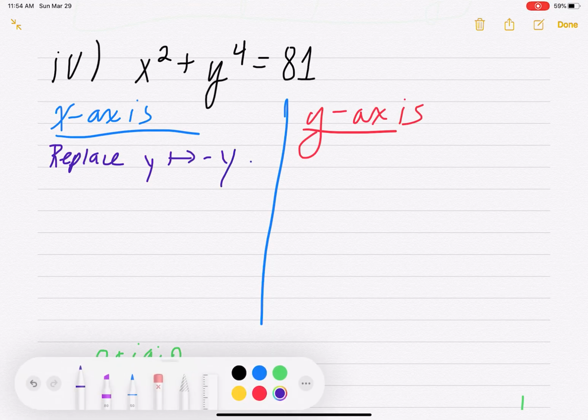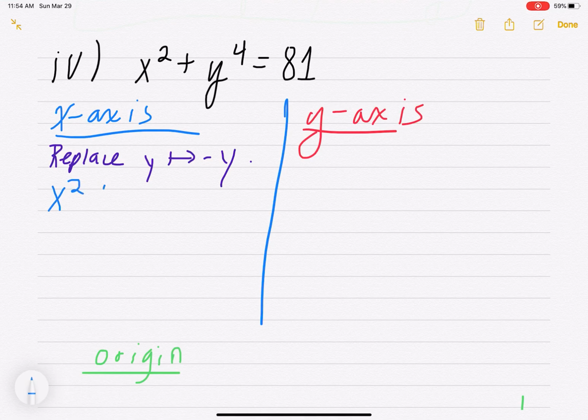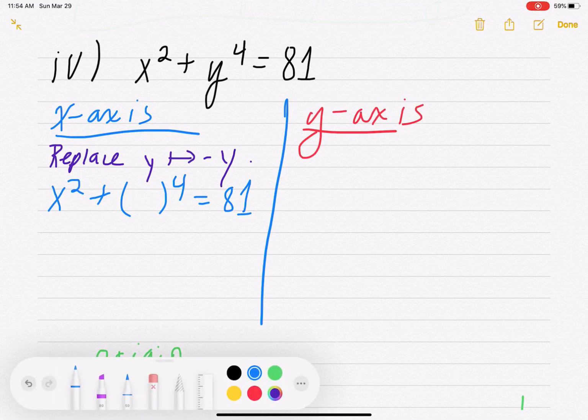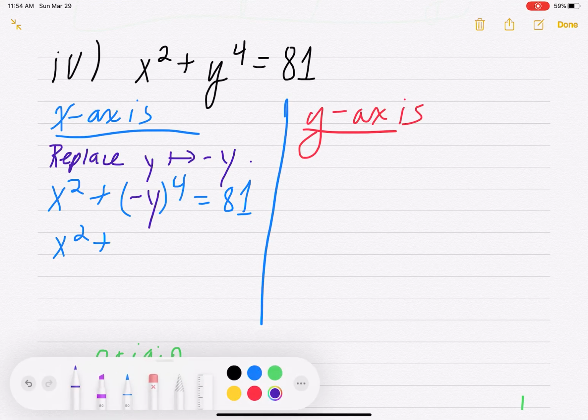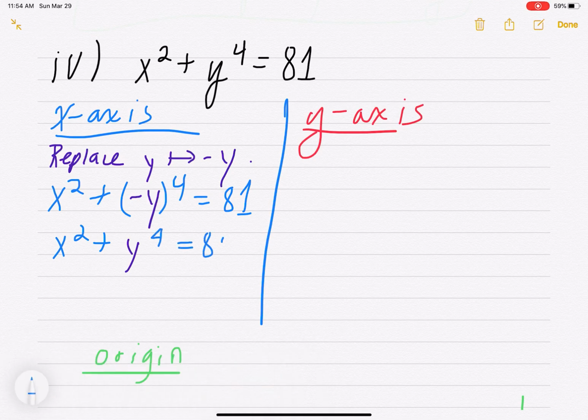Yep, so I'm going to set up a template. I'm going to write x squared plus blank to the fourth power equals 81. And instead of putting a y in that parentheses, I'm going to put a negative y as a replacement. And we're going to copy down the x squared and the plus. The fourth power is an even power. That's going to kill off the negative inside the parentheses, so we're just going to have a purple y, and then raised to the blue fourth power equals 81. And this is the same as the original equation. So yes, there is x-axis symmetry.